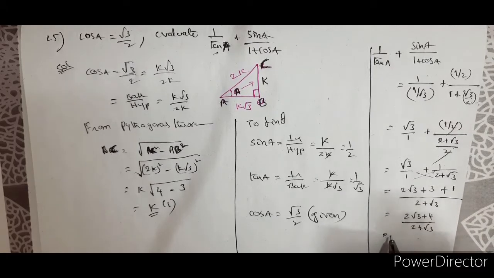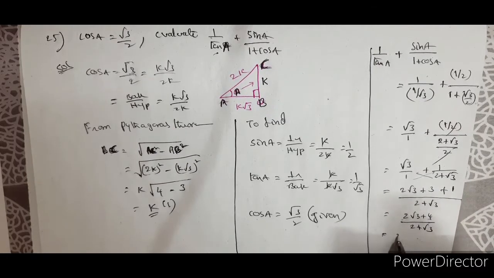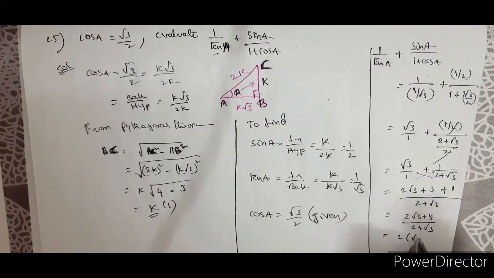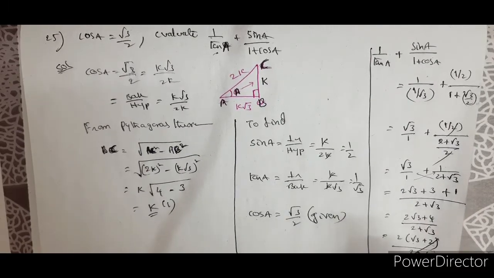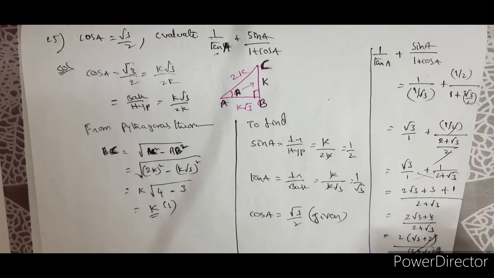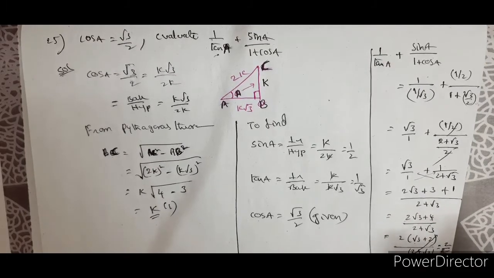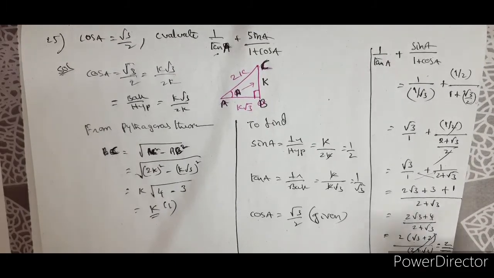Taking 2 common, right? Now here you can take 2 common. What it will become? Root 3 plus, here 2 2s are 4, 2 is left. So now again 2 plus root 3. See, root 3 plus 2, 2 plus root 3 will get cancelled. Okay, you are left with the final answer here, which is 2.